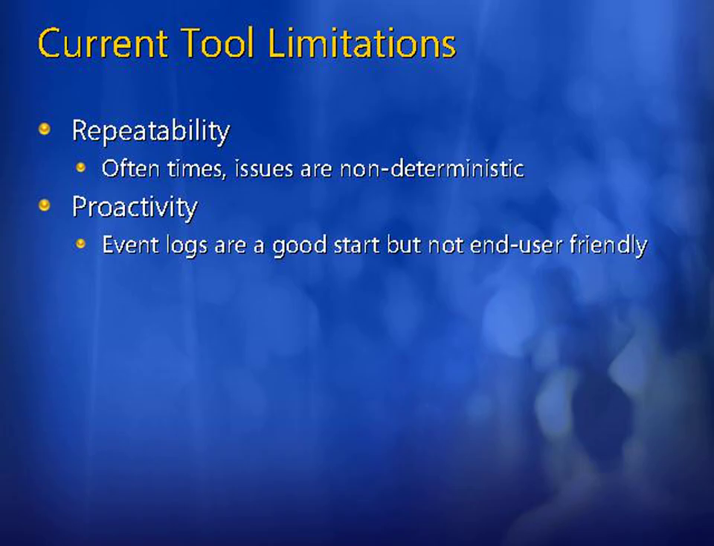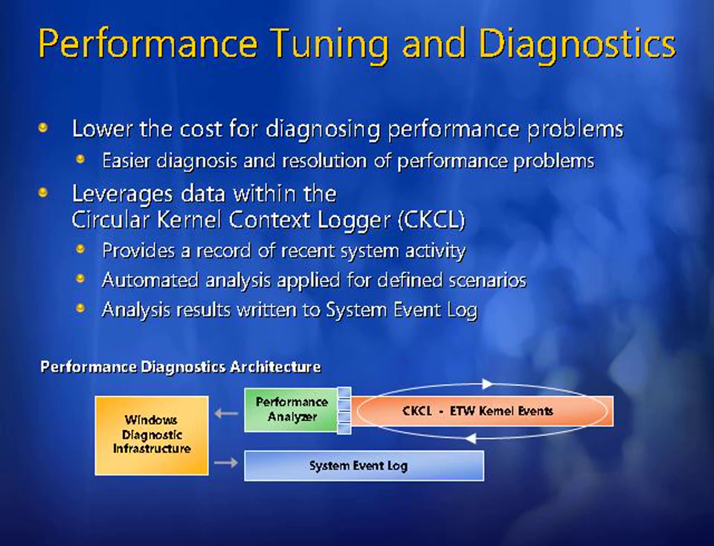And then proactive. We log a lot in the event log, but rarely do we bubble that up to the user. And so our first steps to overcoming current tool limitations is improving our infrastructure. And this is with the CKCL, the Circular Kernel Context Logger. This is a system logger that is used to watch what the user's doing and record activity, context switches, disk accesses, and Vista then will analyze this and bubble up the most important events so that users can see exactly what is causing their computer to be slow.